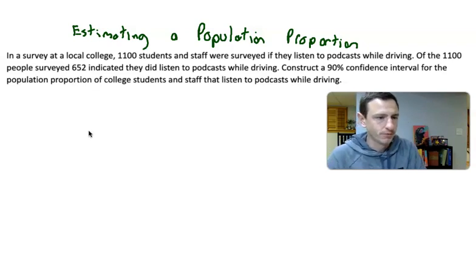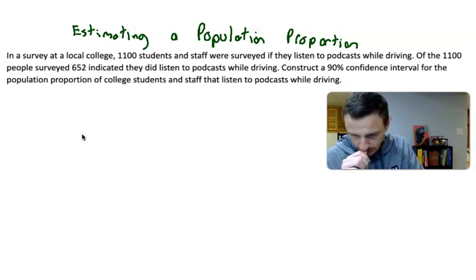So I have this problem here. In a survey at a local college, 1,100 students and staff were surveyed if they listened to podcasts while driving. Of the 1,100 people surveyed, 652 indicated that they did listen to podcasts while driving. Construct a 90% confidence interval for the population proportion of college students and staff that listen to podcasts while driving.